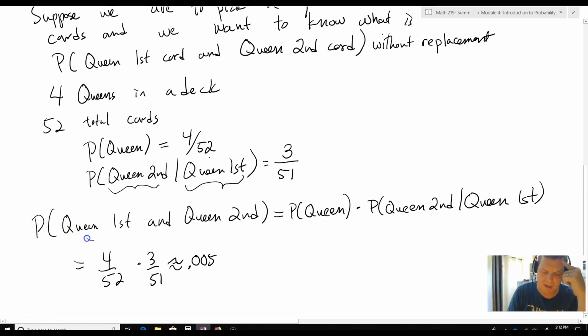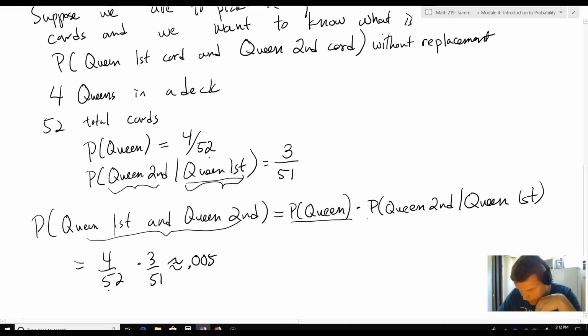So what I want to show you, and what you want to notice here, is that first, I wanted to know the "and" version. And so in order to figure that out, I first multiplied the probability of the queen first, right? So we pick out a queen at random from the deck that's full. So that's 4 out of 52. And then I multiply by the conditional probability, the conditional probability of queen second given the queen first. And there we go. That ends up giving me my total probability.